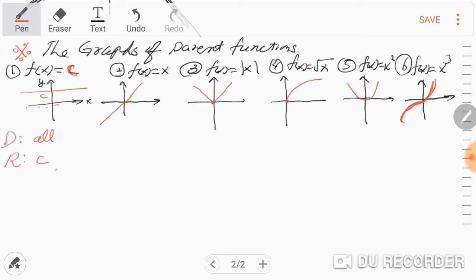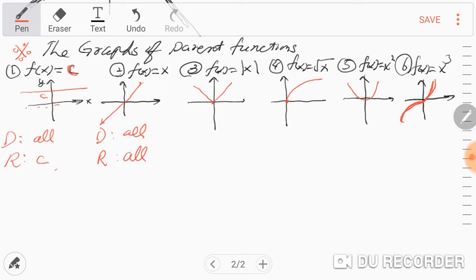Okay, how about f of x equals x? The graph of x, of course, the domain is all real numbers, but the range is also, it can be all positive values or negative values. So the range is all real numbers.